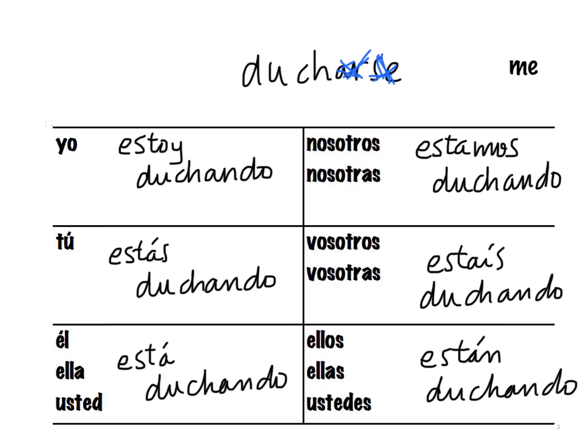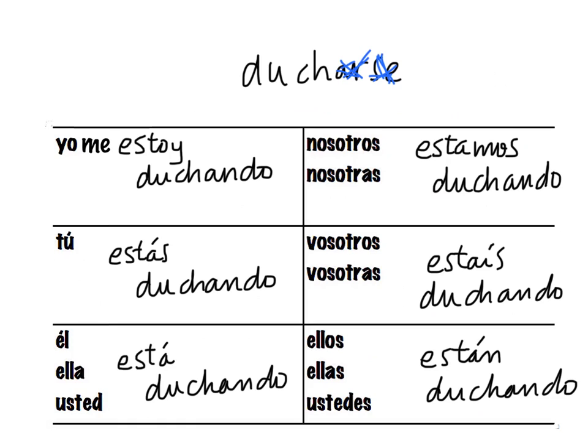So we have yo estoy duchando, tú estás duchando, él, ella o usted está duchando, nosotros o nosotras estamos duchando, vosotros o vosotras estáis duchando, ellos, ellas y ustedes están duchando. But we have something left. We have the reflexive pronoun. Yo me estoy duchando goes in front, like the no does.